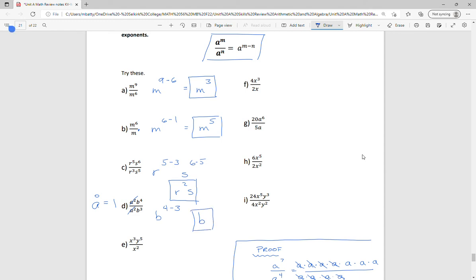The last one here in this column, we have x to the 3 minus 2, and this y doesn't have a buddy. It's just going to stay on the top as y to the 5. So we'll simplify this as x and then just write it beside the y to the 5. So those are just letters.